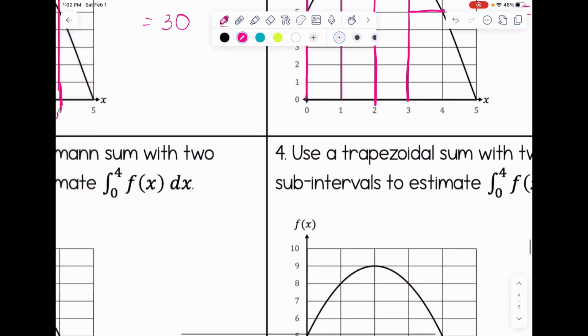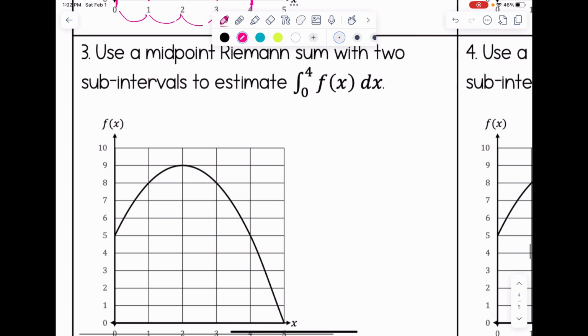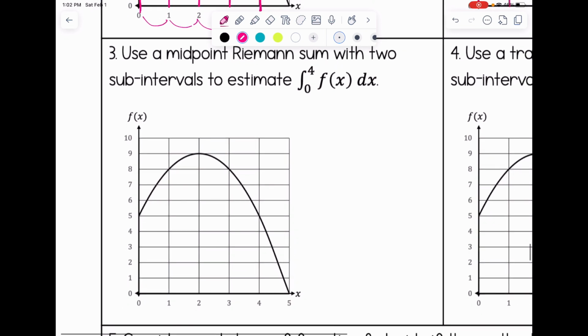All right, number 3. Use a midpoint Riemann sum with 2 subintervals to estimate from 0 to 4 of f of x dx. So we are now looking just for 2 subintervals. So if I'm going from 0 to 4, that means I'm going to have a rectangle that goes from 0 to 2 and then 2 to 4. So if I look at 0 to 2, the x value that's in the middle, hence midpoint, is 1.